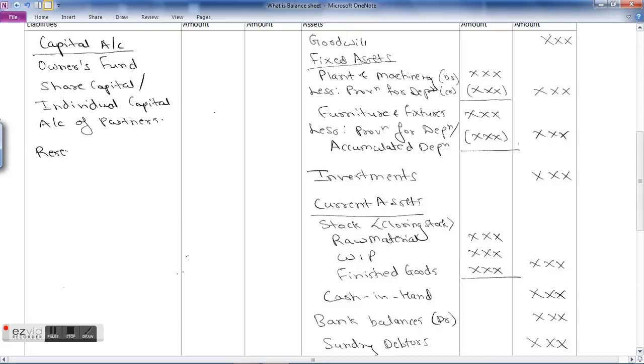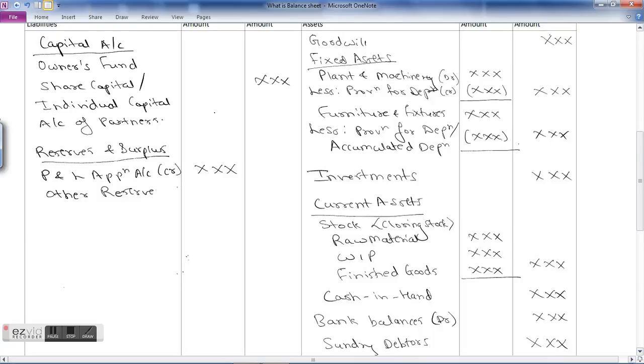Okay, then you will have reserves and surplus. Now this reserves and surplus will include your profit and loss appropriation account balance. If it's showing a credit balance, it will be reflected here. So profit and loss appropriation, credit balance. Then any other reserve which is created for a specific purpose will be reflected here. Now reserve means the funds which are taken out from your profit for some specific purpose. So the reserve account will also show a credit balance.